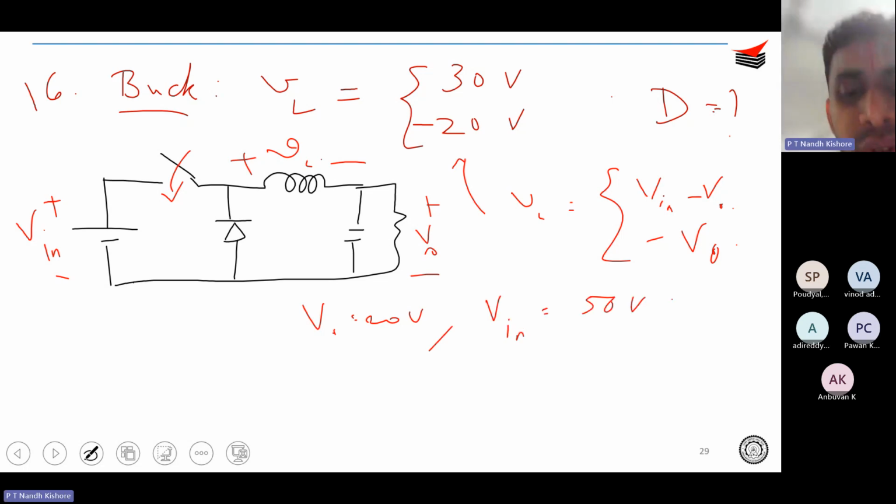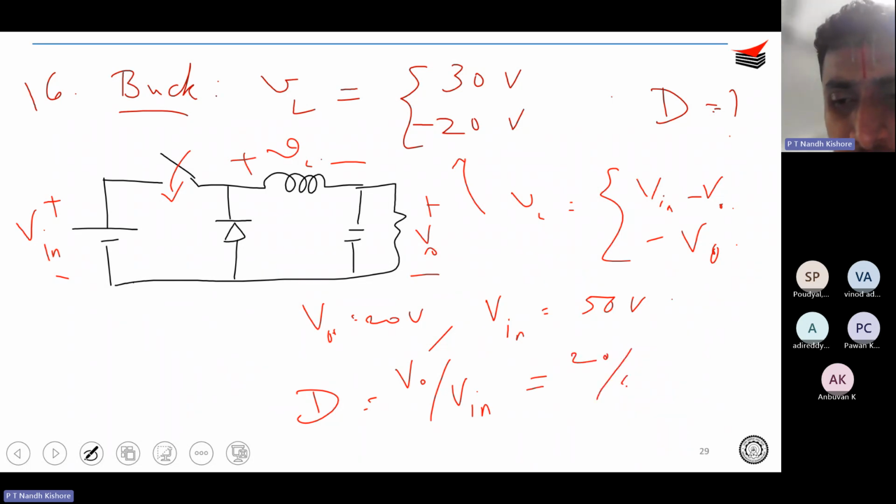Correct? So now that you have V naught and V in, you can find out what is your duty. So your duty for a buck converter is V naught over V in. Correct? So that is 20 over 50, or 2 by 5, 0.4 or 40%. Okay.